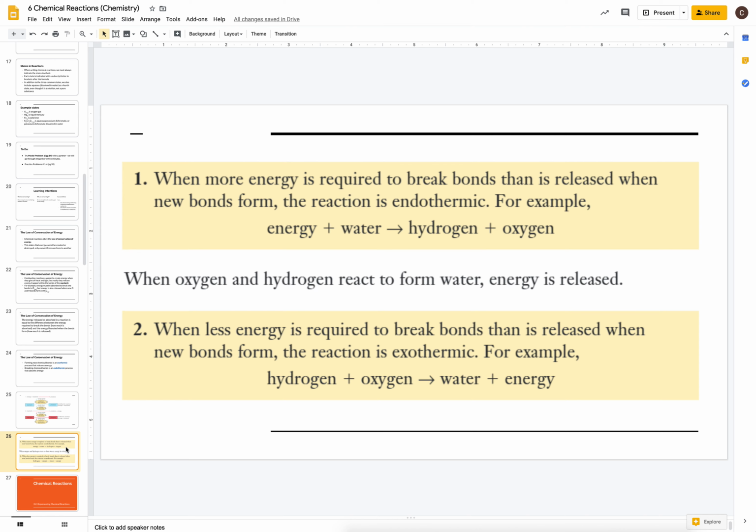Whereas the opposite reaction, the synthesis of water, is an exothermic reaction because energy acts as a product. It gets produced by the chemical reaction. The energy was already there, trapped in the hydrogen and the oxygen. It's just getting released as those two chemicals react with each other.